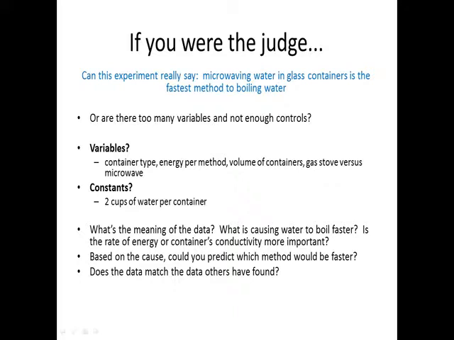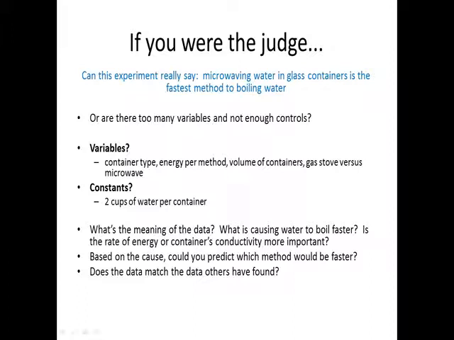So now that we have gone over the whole experiment, what do you think of it overall? Based on their experiment, can we really say that microwaves are the fastest way to boil water? Well, from our determination, we thought that there were too many variables that were not accounted for and not enough constants. The only constant that we saw in the experiment design was that the student used 2 cups of water for boiling in every trial.